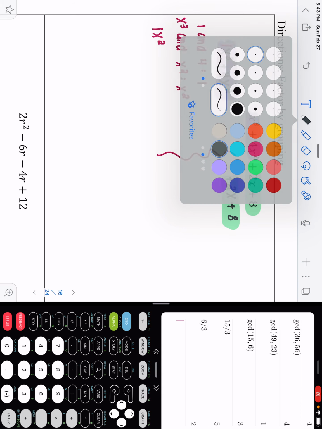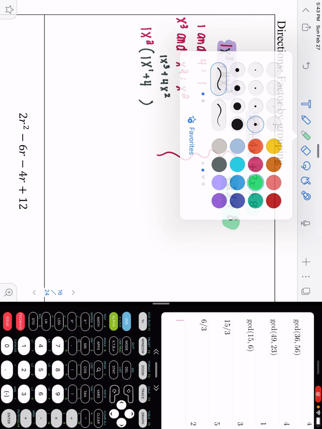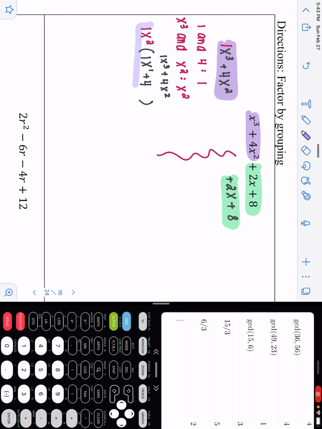And we'll talk about what we're supposed to get inside our parentheses. Remember, you're taking the original expression, which was 1x cubed plus 4x squared, and we are now dividing by 1x squared. 1 divided by 1 is 1. X cubed divided by x squared, we're left with x to the first power. If you need to write the 1, you absolutely can. Positive 4 divided by 1 is positive 4. X squared divided by x squared goes away. So this is what I have when I factored out the purple part by GCF.